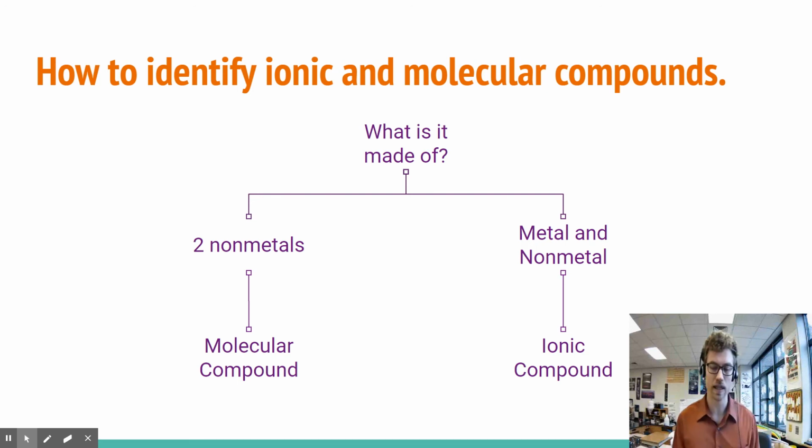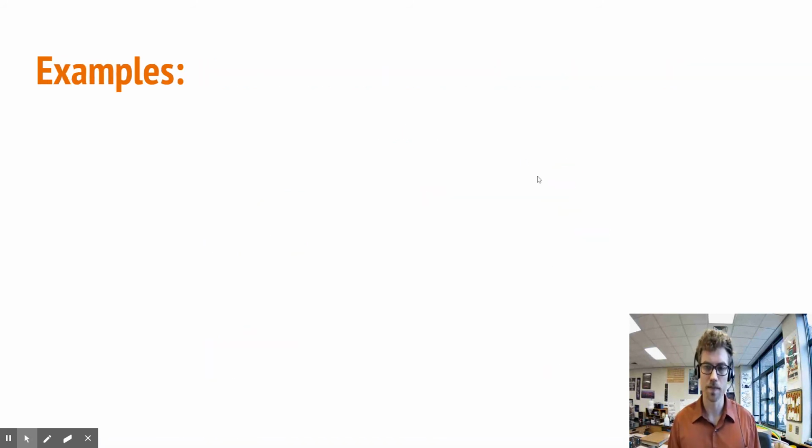Basically, what you want to do is just look at the name of the compound and determine, is it made up of two nonmetals or is it made up of a metal and a nonmetal? If it's two nonmetals, then it's a molecular compound. If it is a metal and a nonmetal, then it is an ionic compound. So that's all you need to know. It's pretty straightforward. Let's do a little bit of practice.